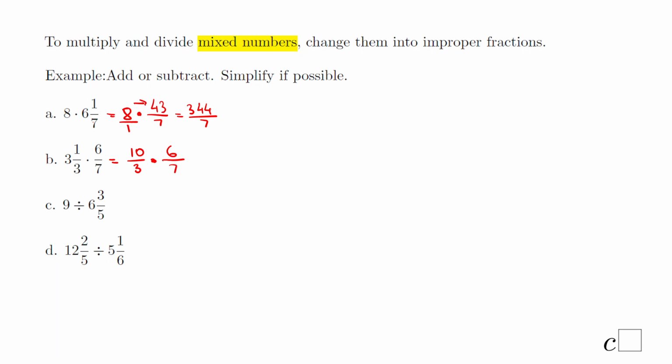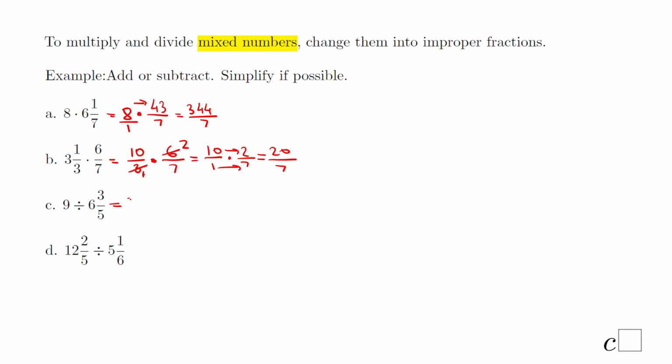And here, take a look if you can simplify. We can. 3 goes into 6 2 times, right? So we have 10 over 1, okay, remember here we have a 1, times 2 over 7. 10 times 2, 20. 1 times 7, 7. And let's take a look at this example.